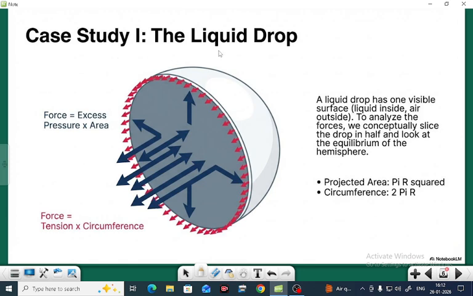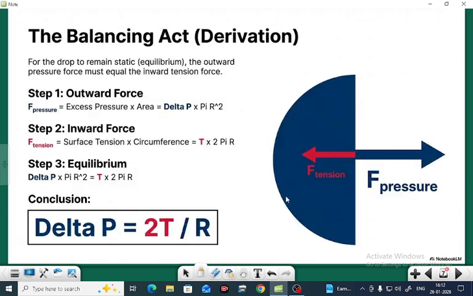Case study 1, the liquid drop. Force equals excess pressure into area. Force equals tension into circumference. A liquid drop has one visible surface, liquid inside, air outside. To analyze the forces, we conceptually slice the drop in half and look at the equilibrium of the hemisphere. Projected area is pi r squared and circumference is 2 pi r.